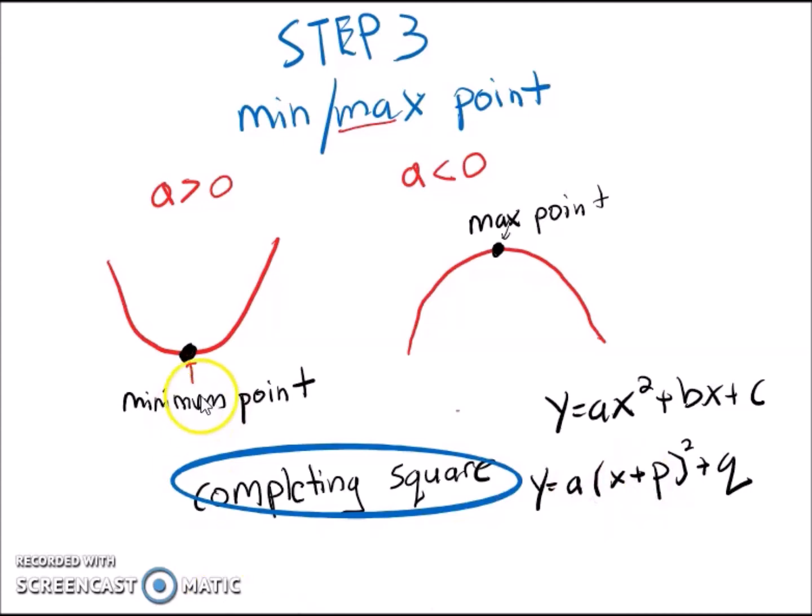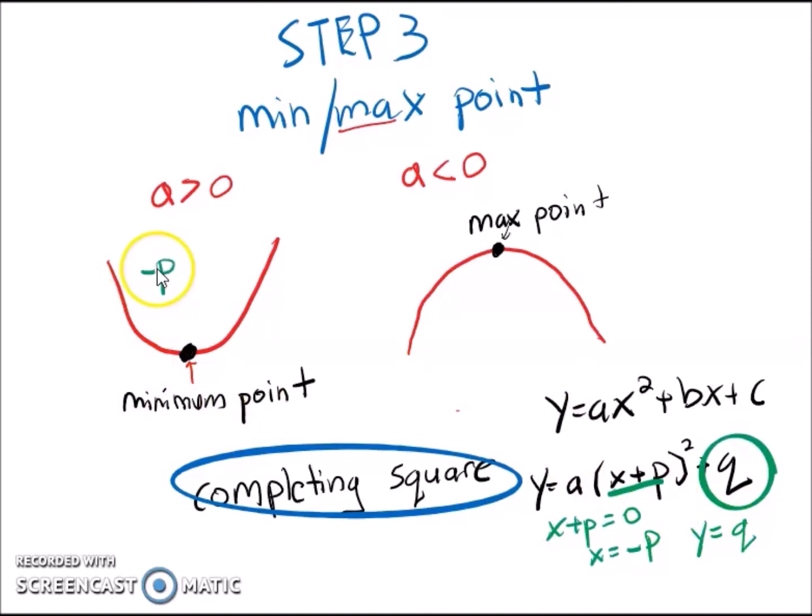Now to get the maximum and minimum point from here, look at here, x plus p, right? So we just have to make it equal to 0, and x is minus p, and the y you can actually get from here, which is the q. So the coordinate here is negative p, q for the minimum point. If it's a maximum point, it's the same. So we just have to plot it here. This is how to get the minimum and maximum point. This is step 3.